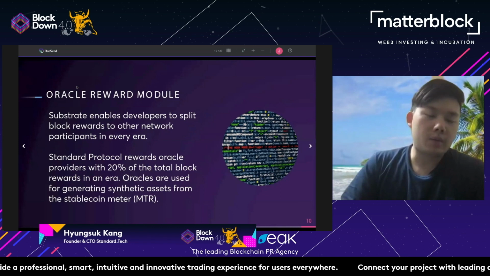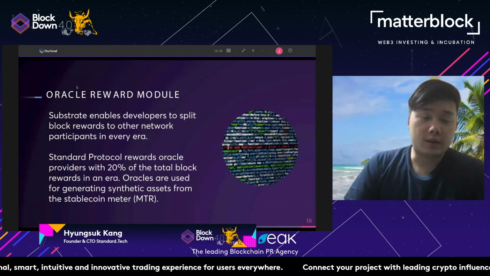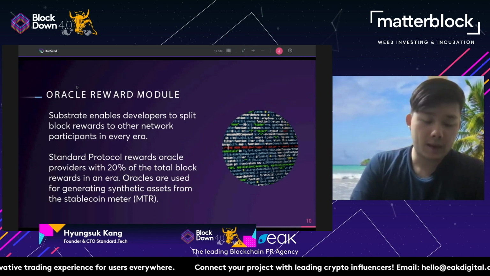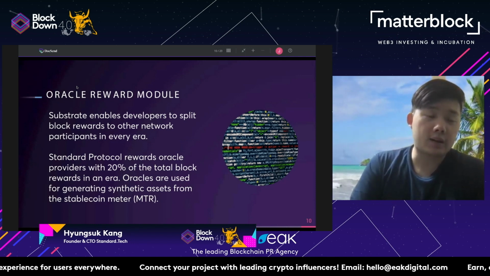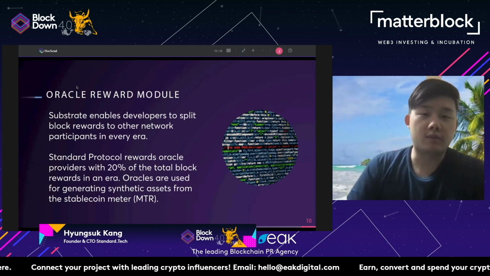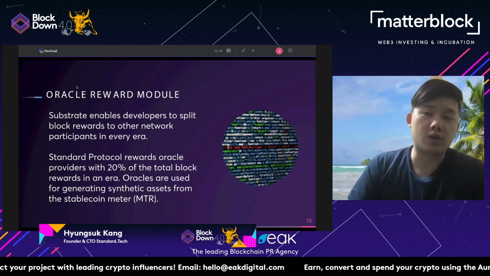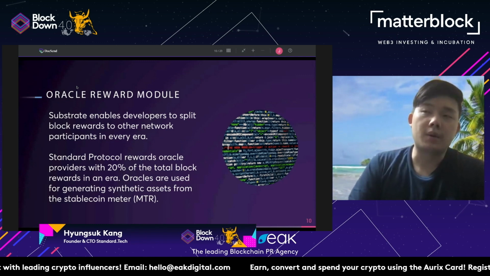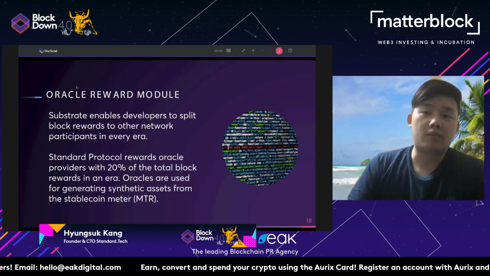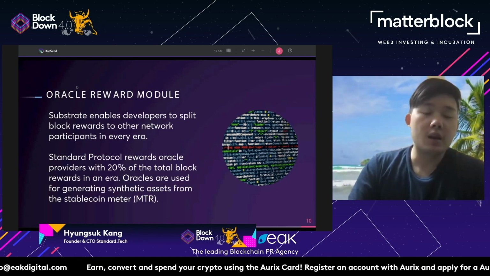The Oracle Reward module is a consensus module of the Oracle where the Oracle client can act like a network validator. It submits the data to the blockchain, and then the blockchain chooses which Oracle can submit in each era, without a transaction fee and only with the block rewards.